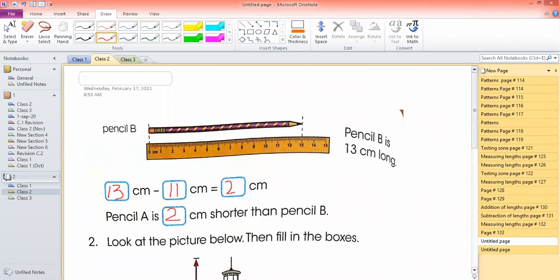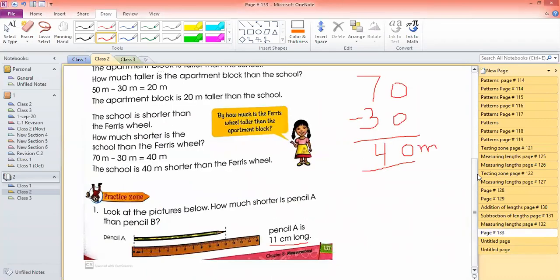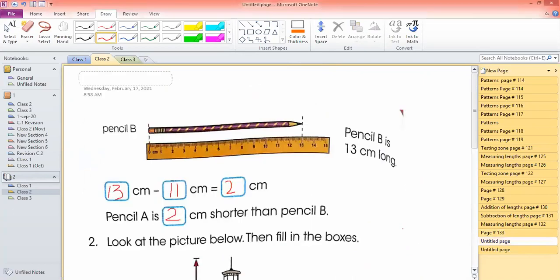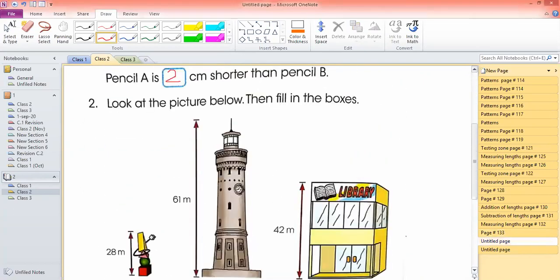We can say the apartment block is 50 meters taller than the school. I need to read it again. No, it is not 50 meters taller than the school. It is 20 meters taller than the school, because the school also has a height of 30 meters. If you need to find the difference, you will subtract 30 from 50. 50 minus 30 equals 20. Guys, look at this picture, then fill in the boxes.